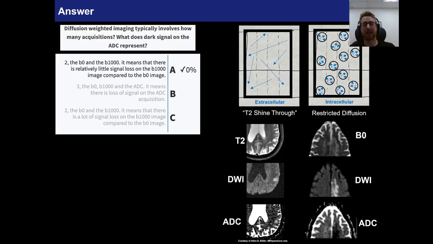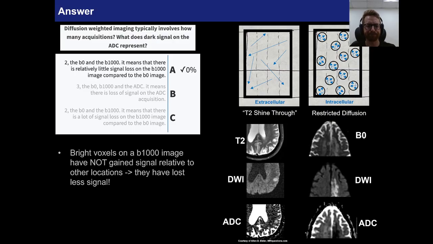As long as there's restricted diffusion and things stay in their columns, when we apply a gradient magnetic field with the opposite polarity, it's going to rephase the spins, and so we're going to restore phase coherence. When you have phase coherence, you're going to preserve signal. So that's the reason the signal doesn't really change a ton when you go from B0 to B1000 if there's restricted diffusion, okay? And that's going to be represented as dark signal on the ADC.